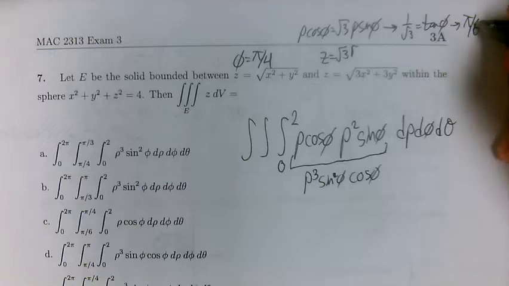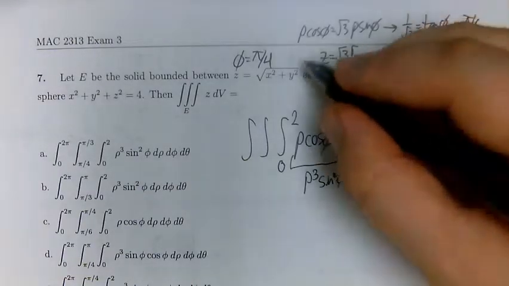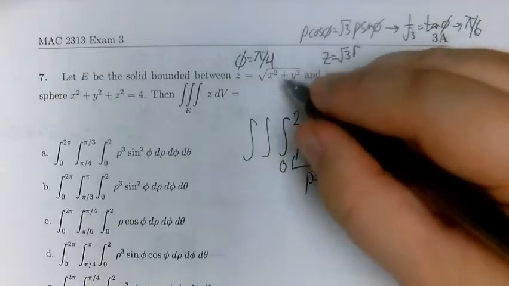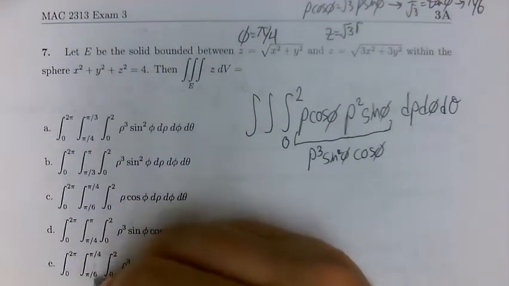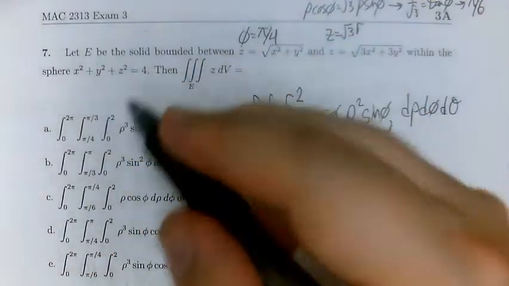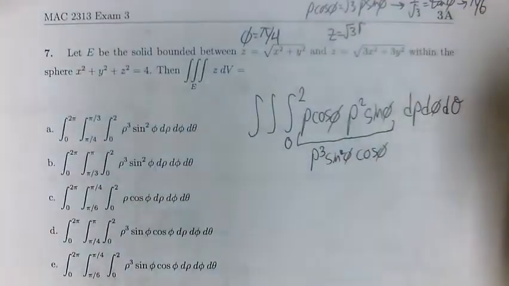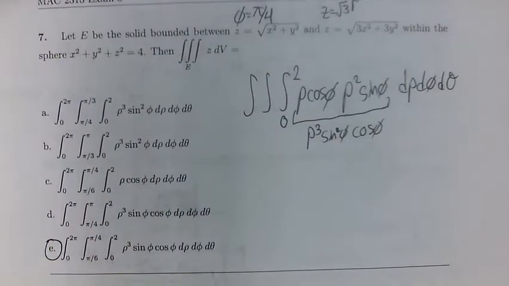So our phi will start at pi over 6, giving us the higher cone right here, and then it'll rotate further down, giving us the shallower cone here. So we have pi over 6 to pi over 4 here. And these are all symmetric with respect to spinning around the z-axis, so all of these answer choices have it be from 0 to 2 pi for theta. Anyways, that one's going to be our answer for this.